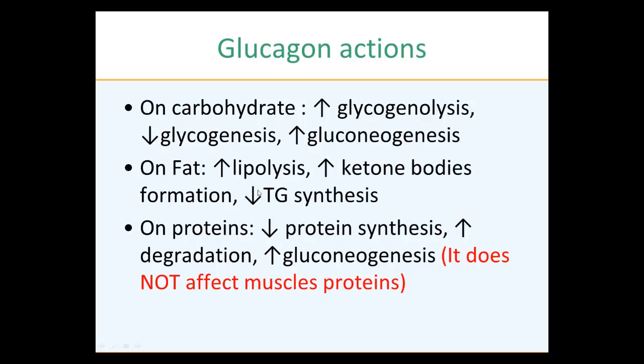On the proteins, you will reduce protein synthesis, right? But it's not going to degrade the muscles for you. It doesn't degrade the muscles. However, you reduce the protein synthesis because you would need that energy more, and therefore you have what we call gluconeogenesis. From the amino acids you will be making sugar, because remember, glucagon is a post-absorptive hormone. Post-absorptive hormone. Sounds good? Okay.